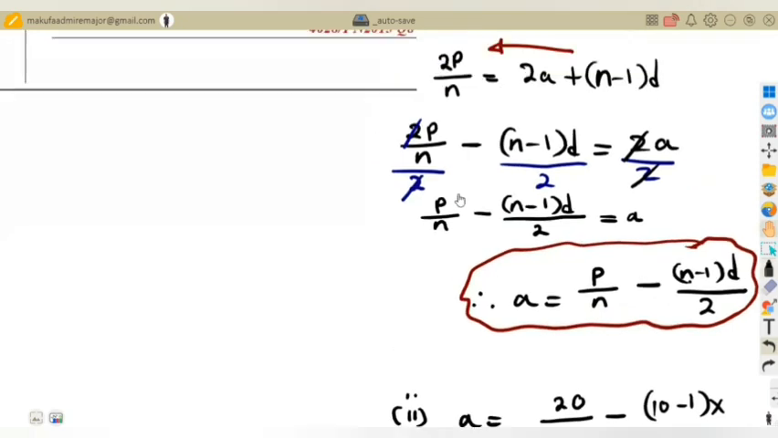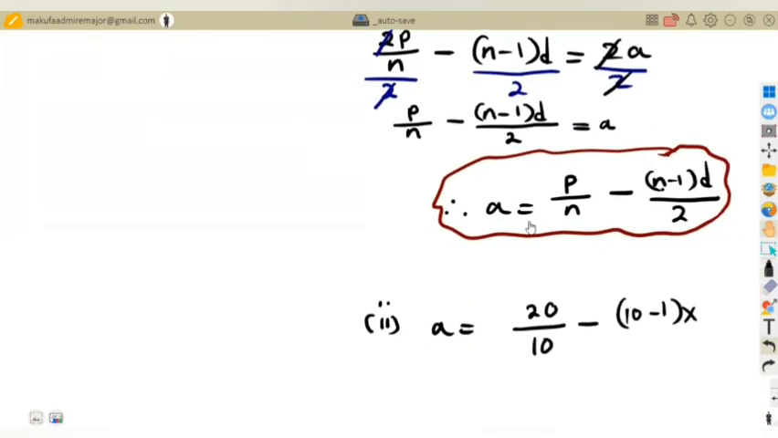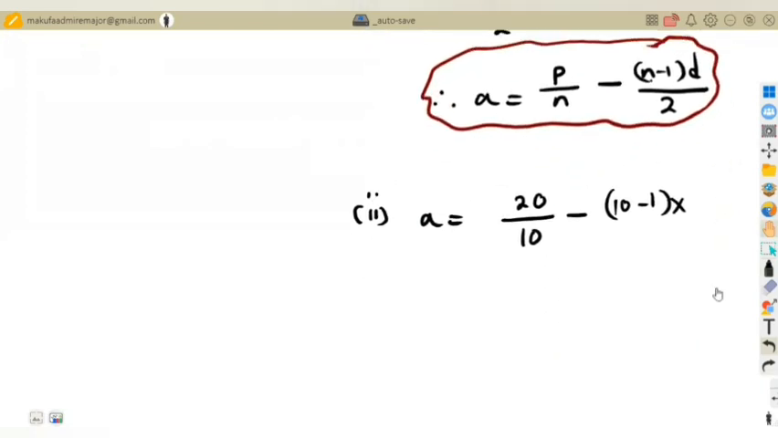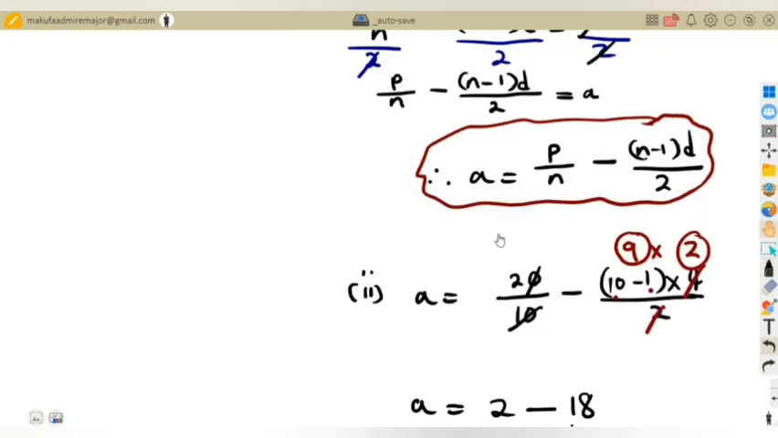d. So what is the value for d? D in this case is 4, so we are going to multiply by 4, everything over 2. So we can simplify. A is going to be 20 over 10, that's a 2, minus 2 into 4, that is a 2, times 10 minus 1, which is 9. So we can multiply 9 and 2, which gives us 18. If we subtract 2 minus 18, that gives us negative 16.